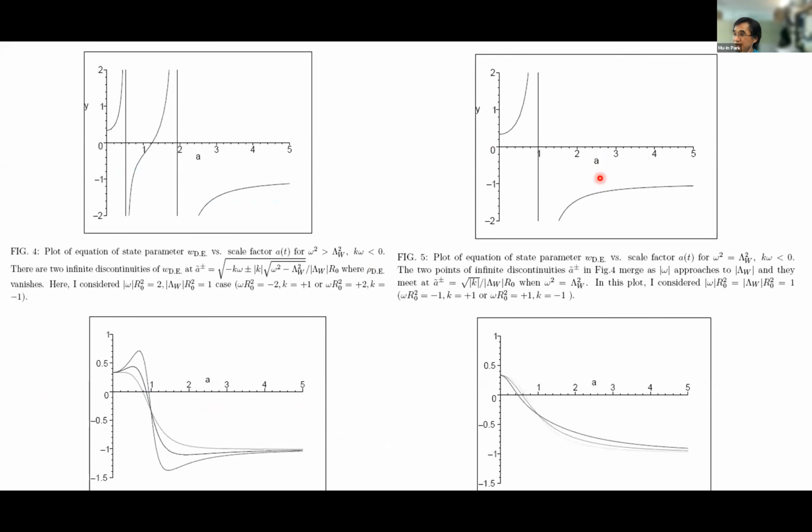These four are typical diagrams depending on omega and lambda. When omega is bigger than lambda W, you have two singular points. When they are the same, only one singularity remains. But when omega is smaller than lambda W, you have a smooth curve, though a little bit fluctuating like this.